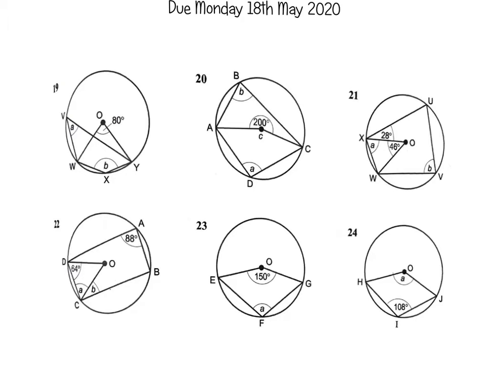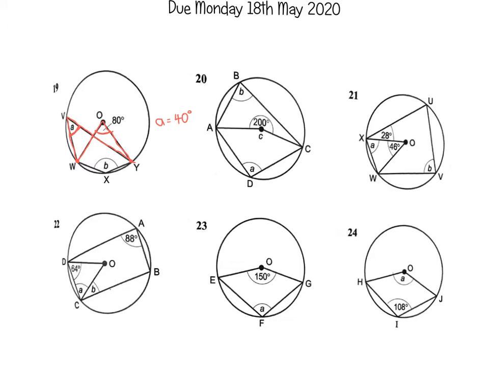Okay, let's have a quick look through the answers to some of these. Some of you got a little bit fooled by 19, the first bit. If you move between W and Y, this angle is at the centre, and that's 80 degrees, but this angle is at the edge, the circumference. And the rule was the angle at the circumference is half the angle at the centre, the angle at the centre is double. So for that one, A was 40 degrees.